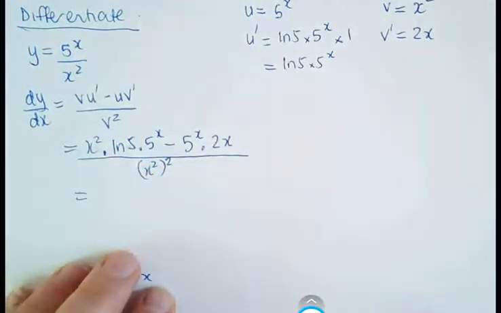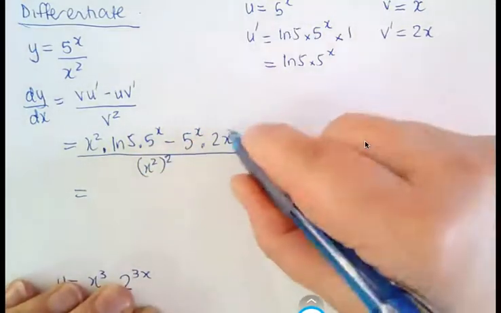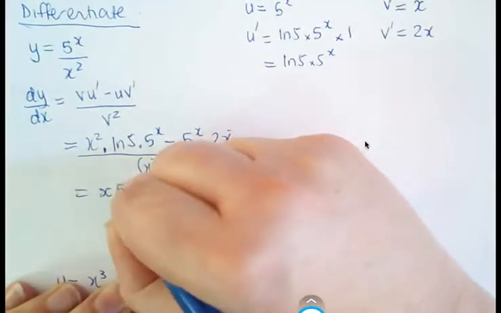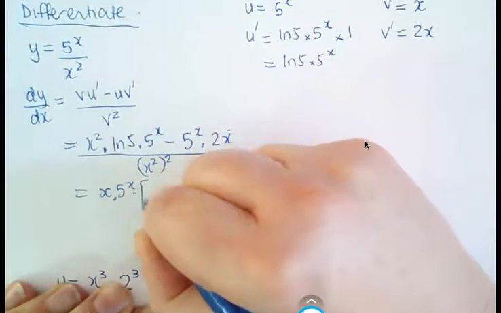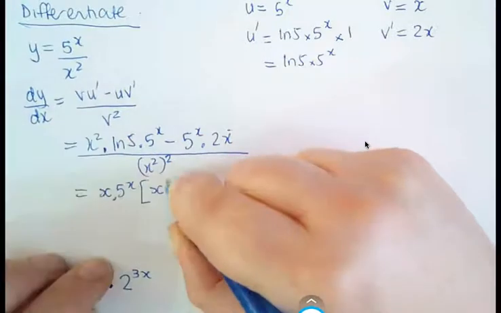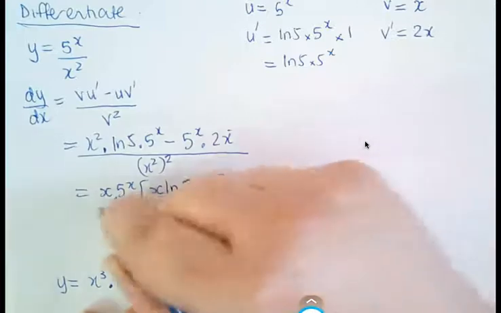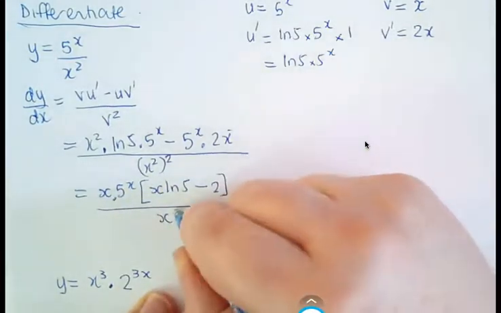Now, I should be able to factorize out. What can I factorize out on the numerator? Look at the x's and the 5 to the power of x's. What can I take out as a common factor? I've got two terms on the numerator. 5 to the power of x is a common factor. What else? And x is a common factor. So I've got x times 5 to the power of x as my common factors. What am I left with? x ln 5 minus 2, over x squared, squared.